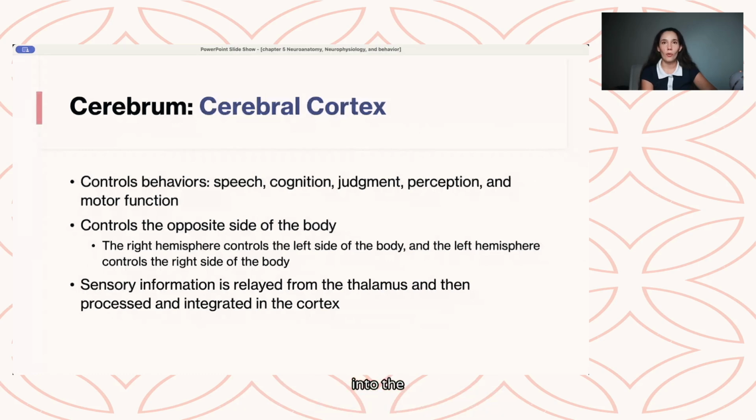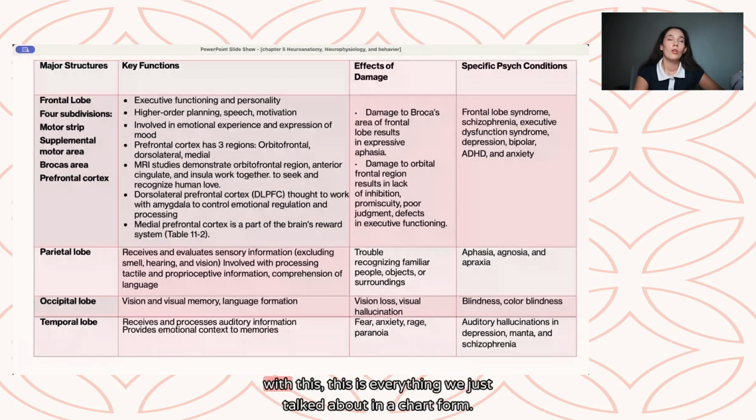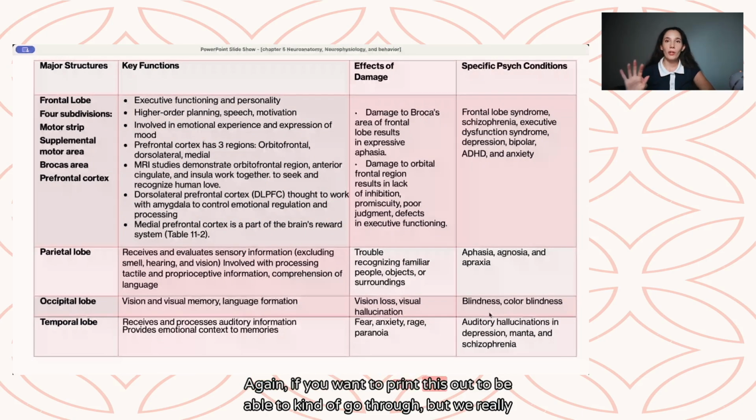Okay, so like I said before, I really like charts for putting things together. This is everything we just talked about in chart form. So again, the frontal lobe controls executive functioning and personality. Damage is going to result in this. Specific site conditions are this. So again, if you want to print this out to go through, but we really just went through all of this information.